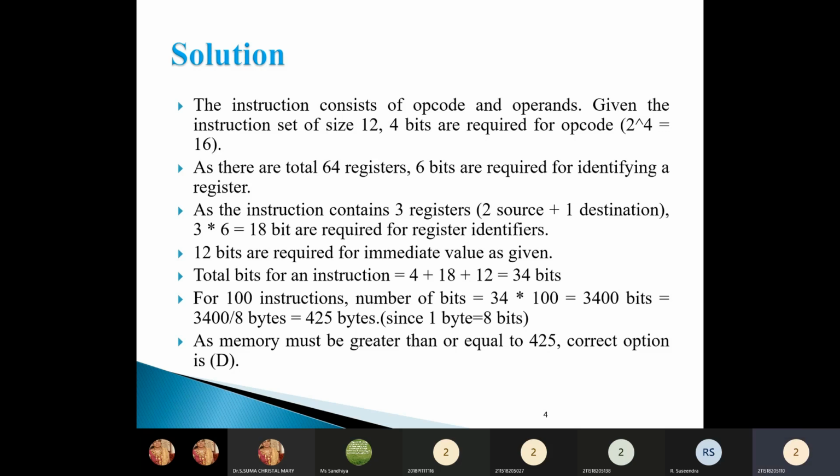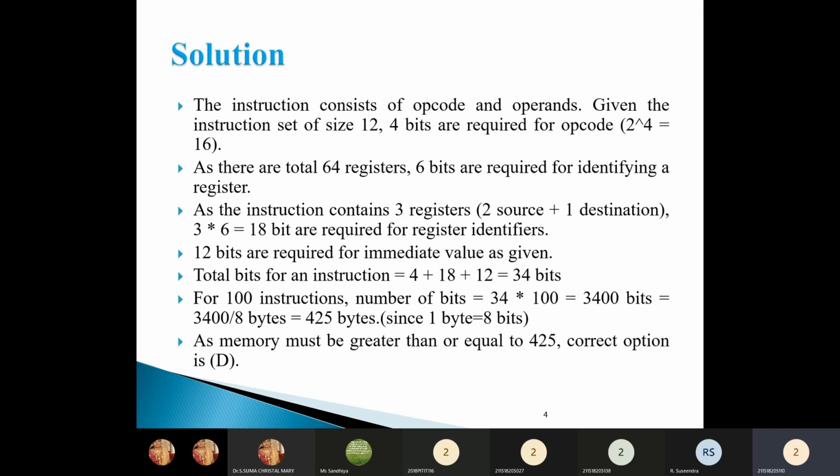As there are a total of 64 registers, 6 bits are required for identifying a register. Now, as the instruction contains 3 registers, that is 2 source plus 1 destination, 3 into 6 equals 18 bits required for register identifiers. As given in the question, 12 bits are required for the immediate value. So the total bits for an instruction will be 34 bits, that is 4 plus 18 plus 12. If we add all these 3, we get 34 bits.